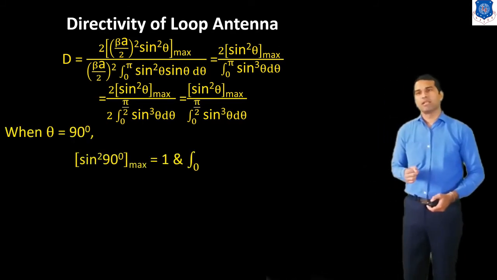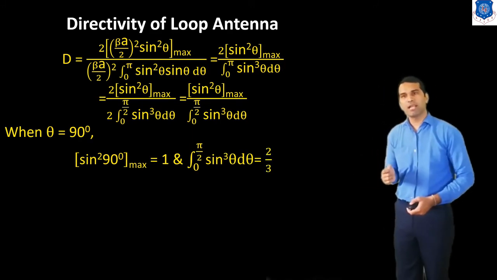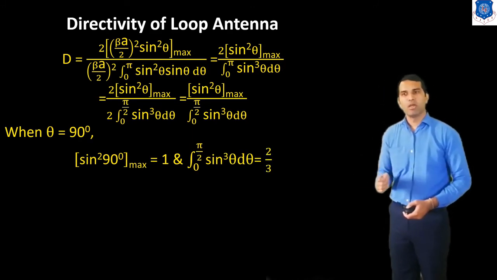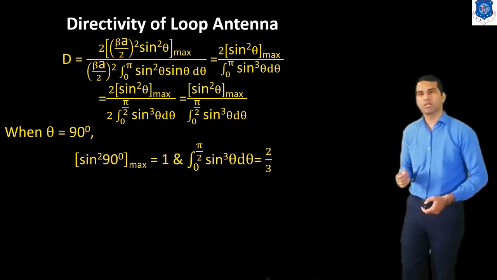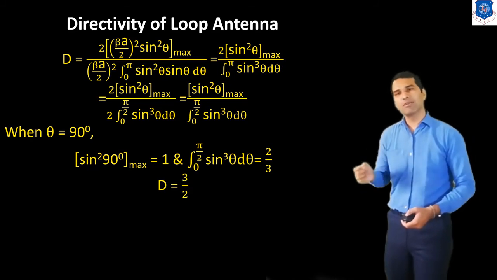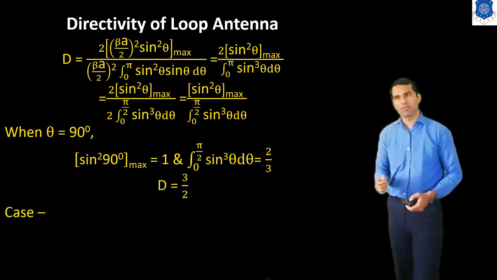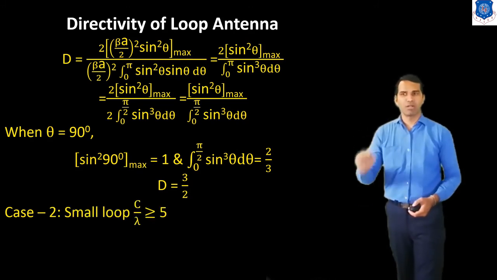Now we consider when theta is equal to 90 degrees. So sin square 90 degrees becomes 1, and 0 to pi by 2 sin cube theta d theta becomes 2 by 3. So we get the directivity D is equal to 3 by 2 for the small loop antenna.